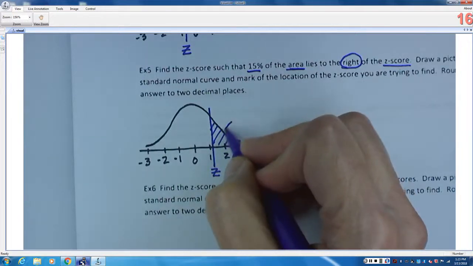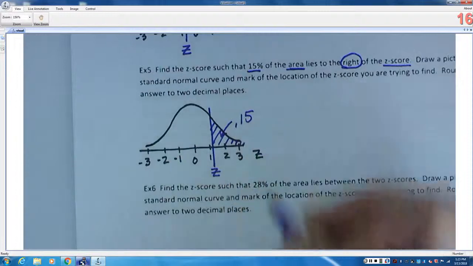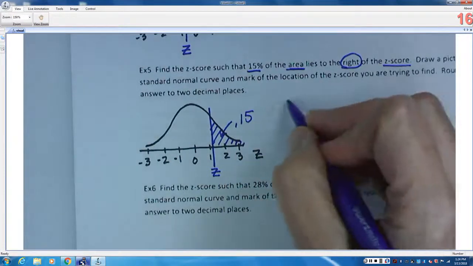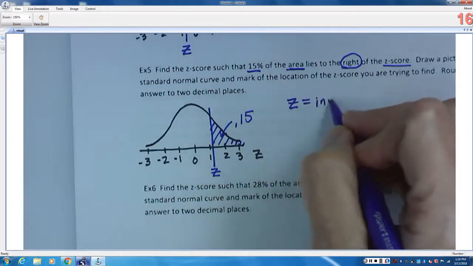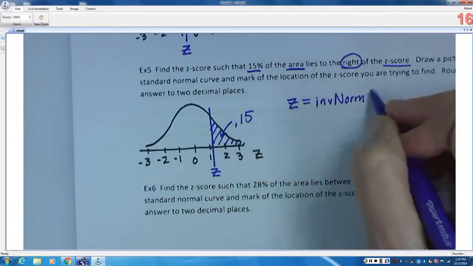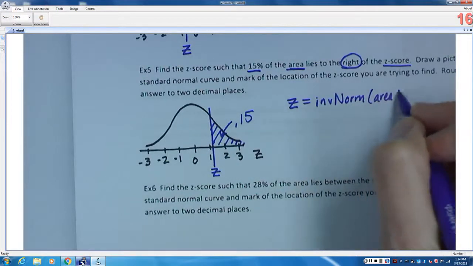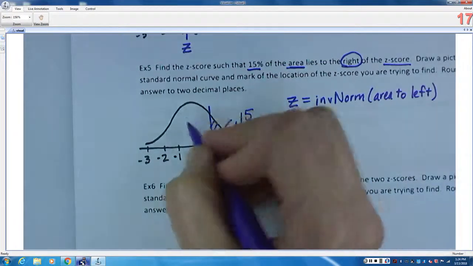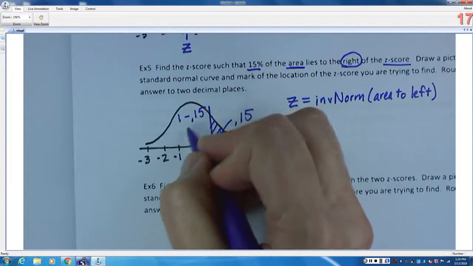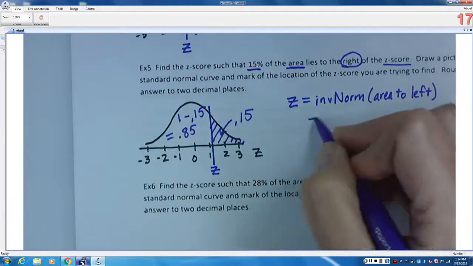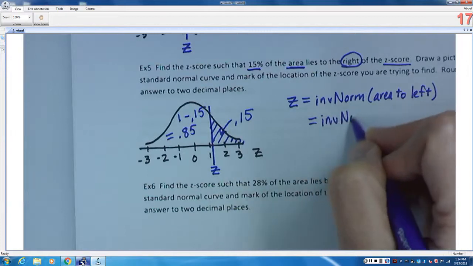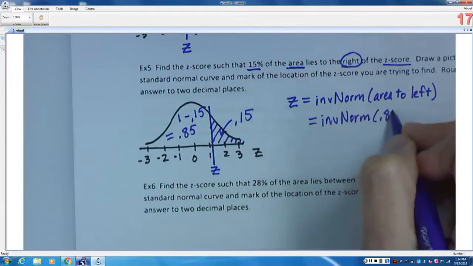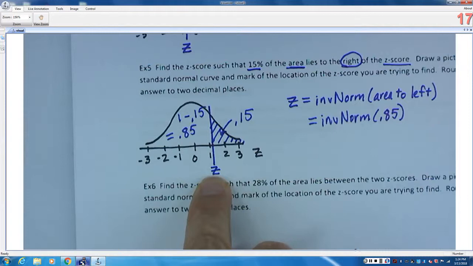That is 0.15. But in order to find Z with inverse norm, we have to put in an area to the left as a decimal. So we have to subtract from 1. 1 minus 0.15 is 0.85, or just do it on your calculator. Inverse norm of 0.85. And we should get a positive number for Z, and it should be close to 1.